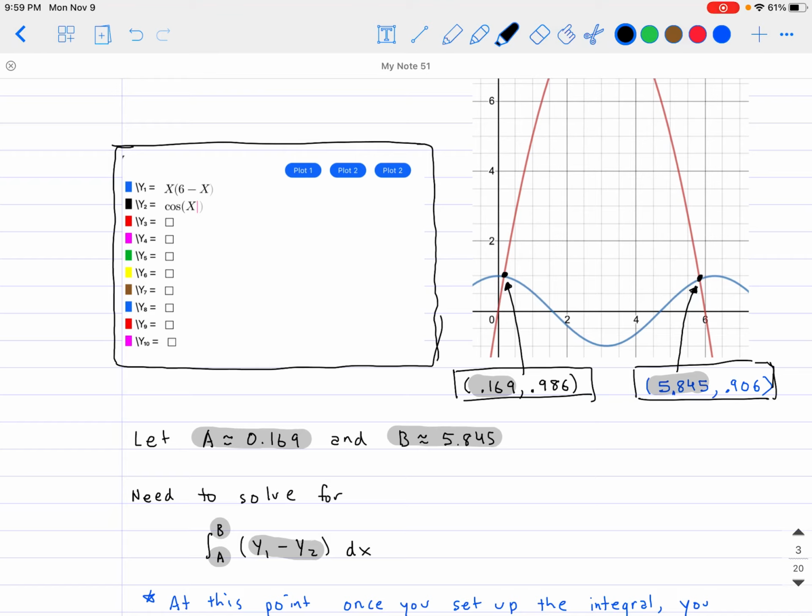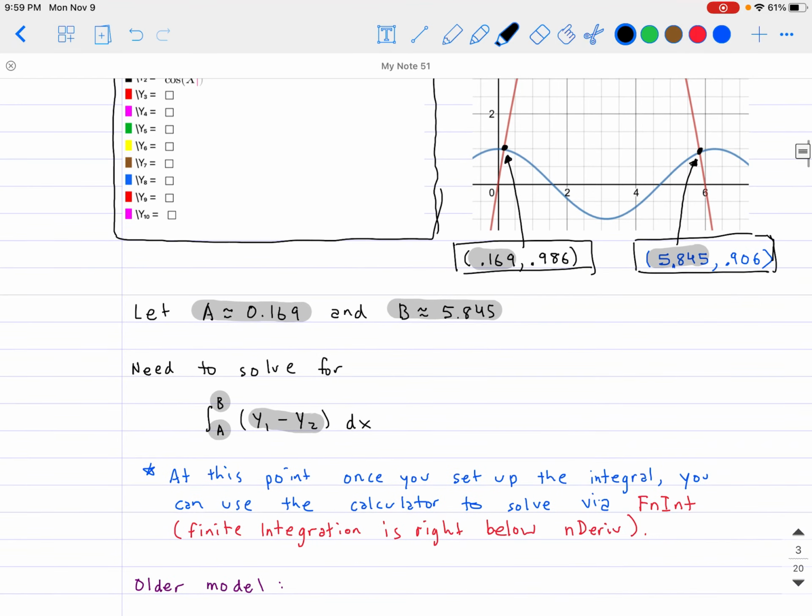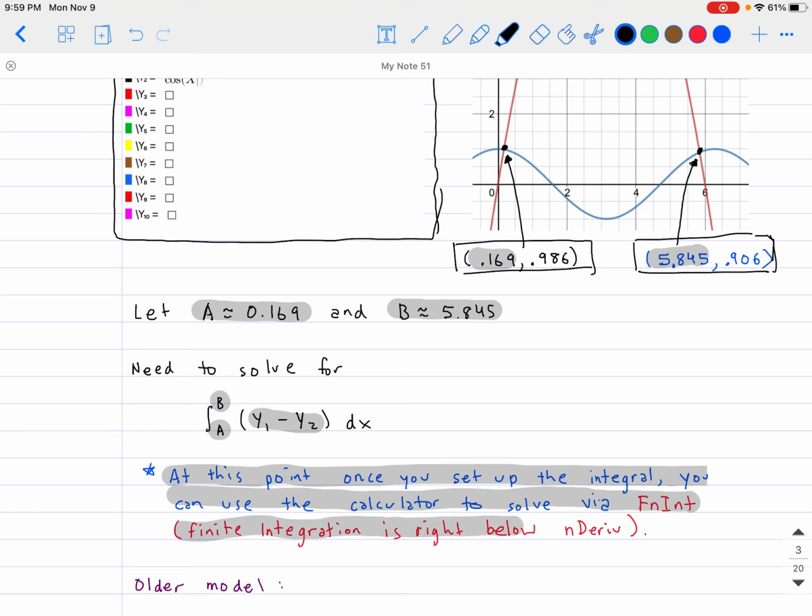Remember, there are a lot of equations where you cannot actually solve the antiderivative. So that's where your calculator comes in, because you need to use it to solve for the area under the curve. The way we're going to do that is something called finite integration, okay? So at this point, once you set up the integral, you can use the calculator to solve via fnInt, which means finite integration. And this finite integration function is right below the numerical derivative function, which you learned about from the third chapter or something like that.